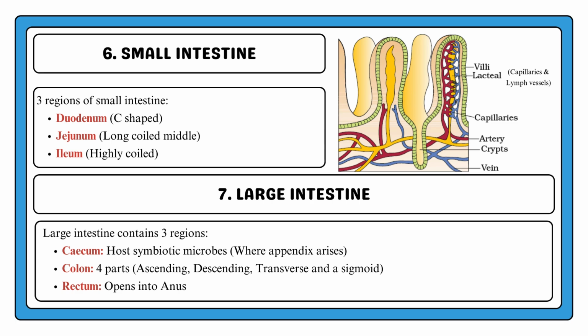The seventh part of the alimentary canal is the large intestine. The large intestine is divided into 3 regions. First region is the cecum, which hosts symbiotic microbes and is the region where the appendix arises. The second region is the colon, which consists of 4 parts, namely ascending colon, descending colon, transverse colon and sigmoid colon. The last region is the rectum, which opens into the anus.